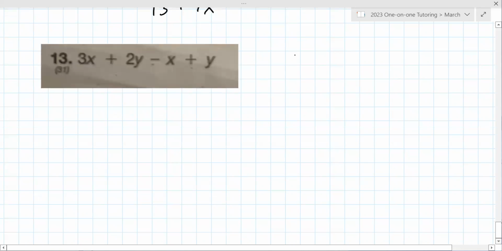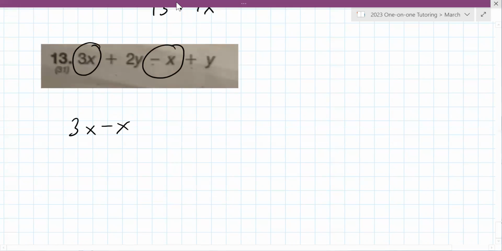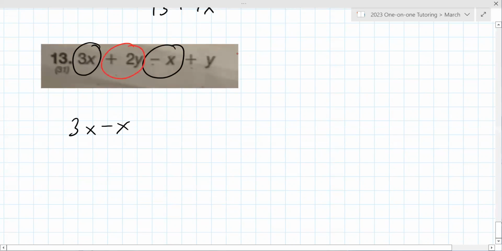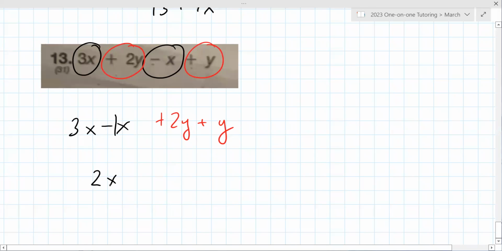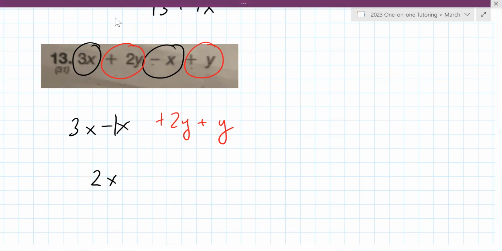I got 5y squared. Okay. So you're going to combine the 3x and the minus x. And I usually do this in color, so I might as well do that here for you. And then it's 2y plus 1y. So 3x minus 1x is 2x. 2y plus y is 3y.